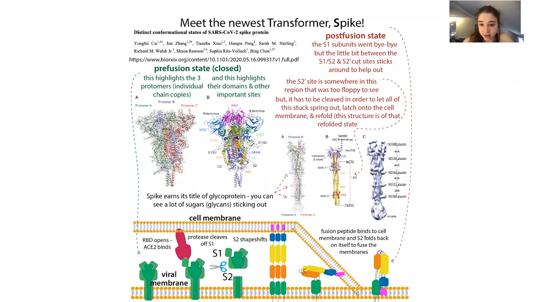More on that in other posts. And you might have heard about the proline substitutions that are made to the recombinant protein, the protein that's expressed and used to study it, because it helps stabilize it and prevent it from doing this dramatic shape change. So that's a very dramatic conformational change in action.